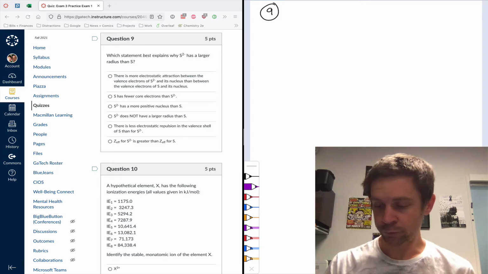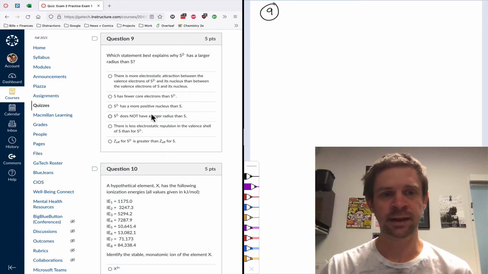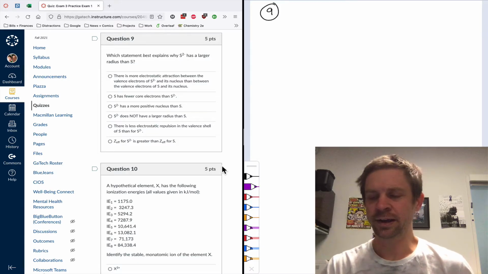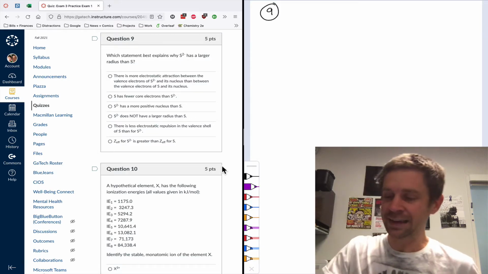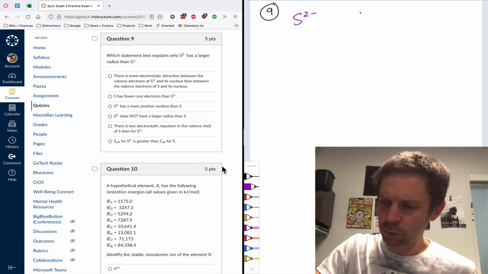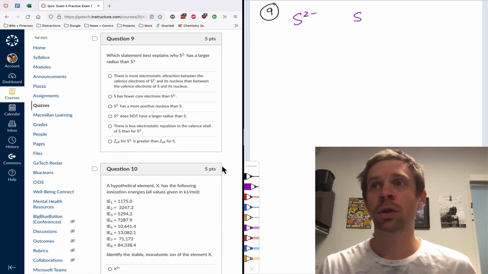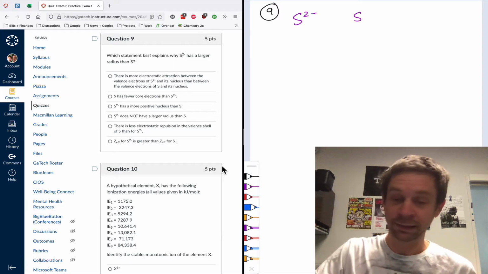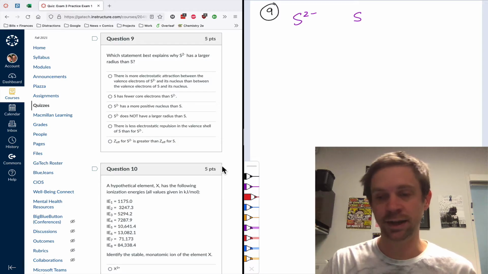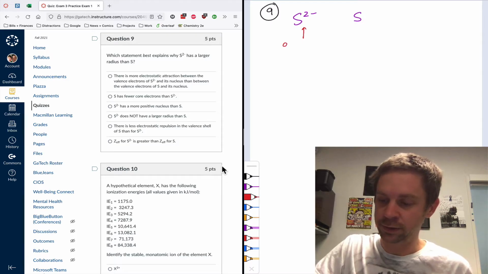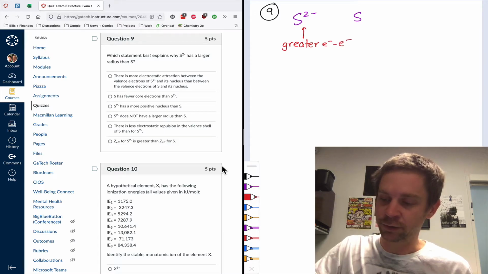So, first of all, particularly since one of the options is, hey, this is a trick question, S2- does not have a larger radius than S, let's get those ions down and convince ourselves that S2- is, in fact, larger than S. There are a few different ways one can do this. The way I tend to think about it in qualitative terms is in terms of electron-electron repulsion. I have more electrons in the S2- anion than I do in the neutral sulfur atom. S2- is essentially sulfur with 2 additional electrons, and so there is greater electron-electron repulsion.